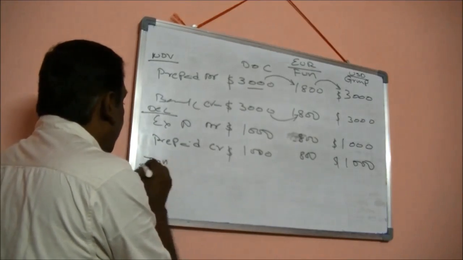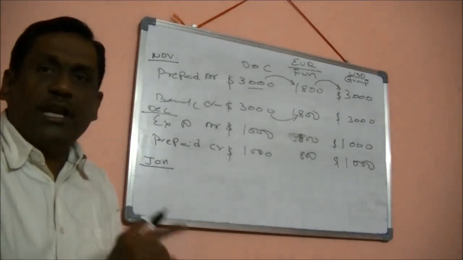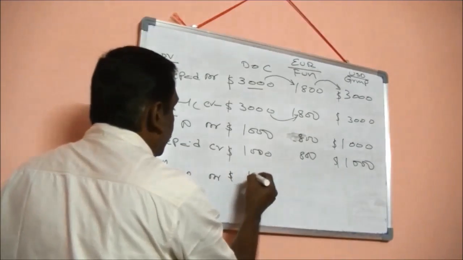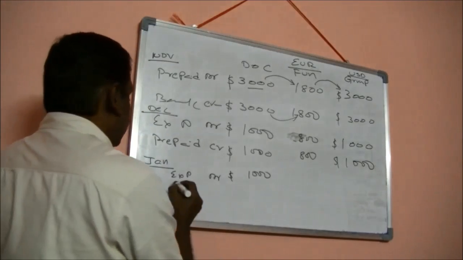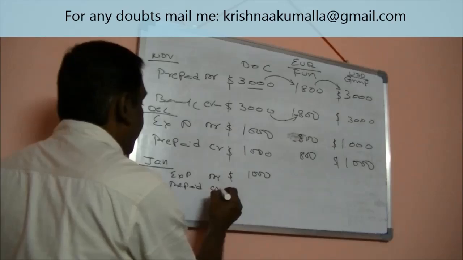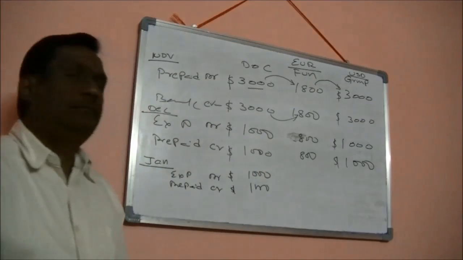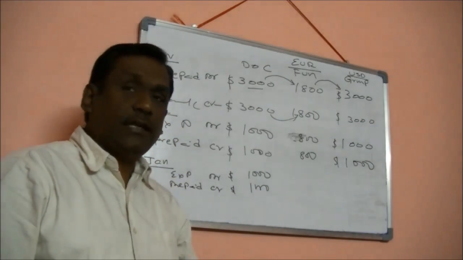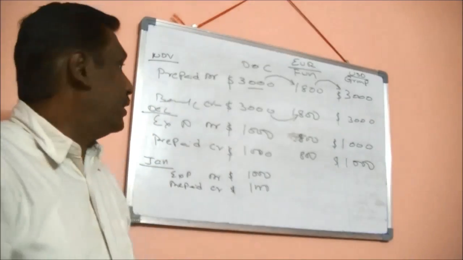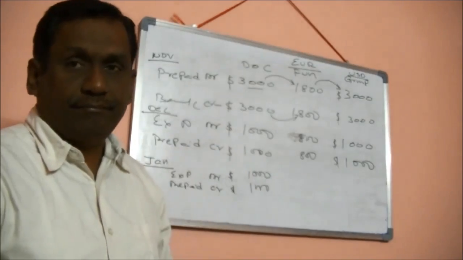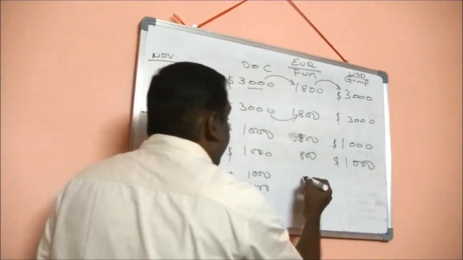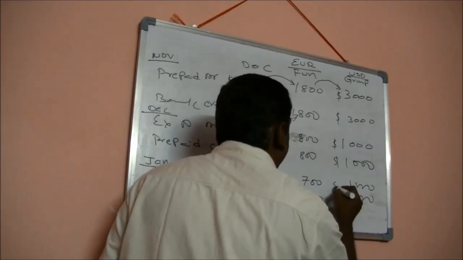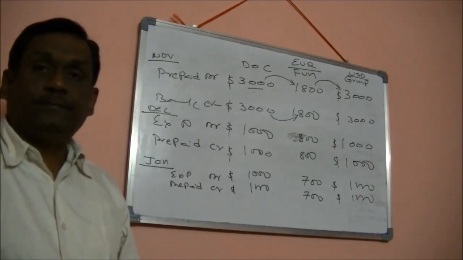Let us say now I got into January. The same 1,000 I need to reclass again. Let us say expense debit 1,000, prepaid credit 1,000. Then again it has to be converted into my functional currency. Let us say that day conversion rate was 0.7 in the month of January. Then it will become 700. This will become 1,000. Do you agree?